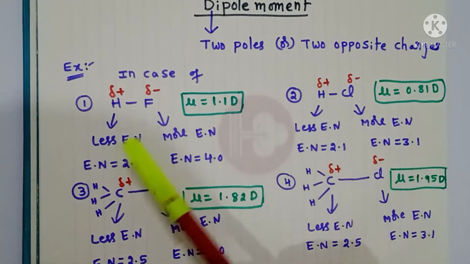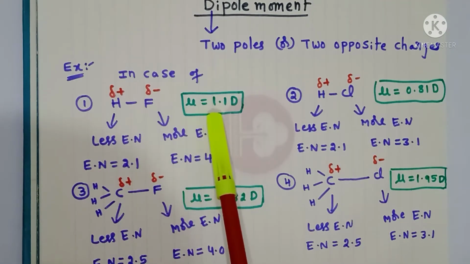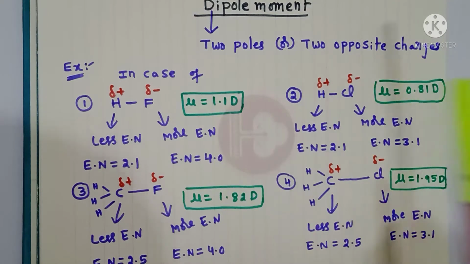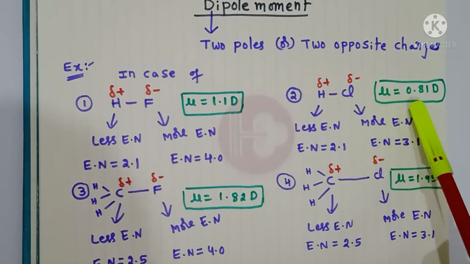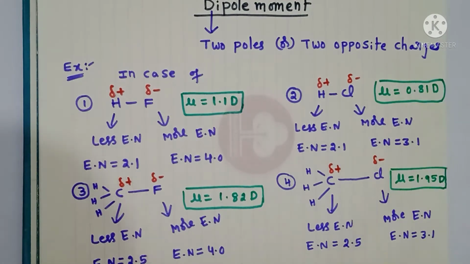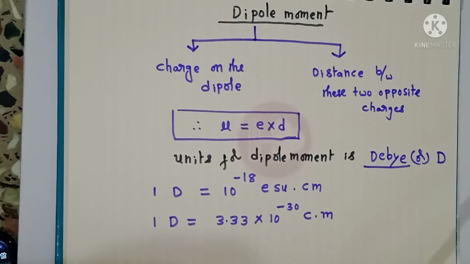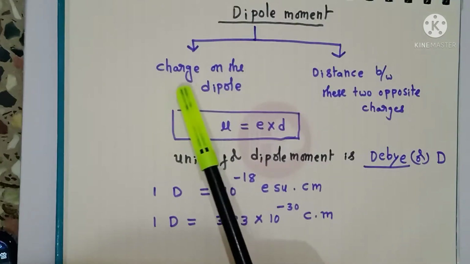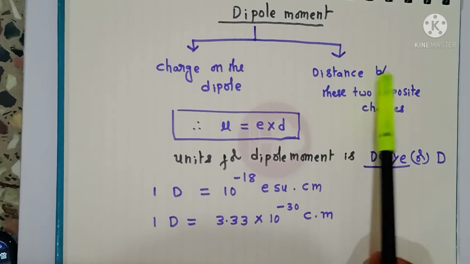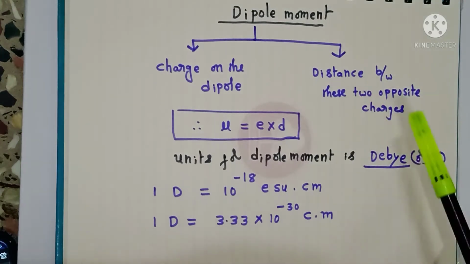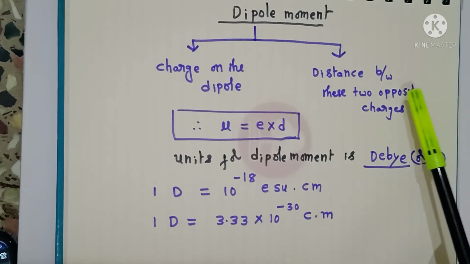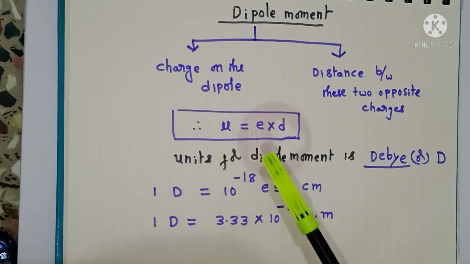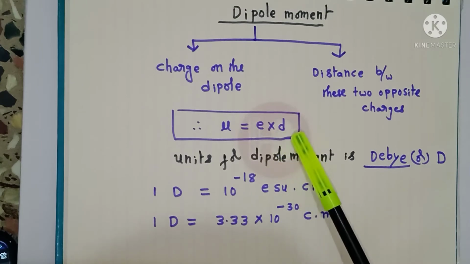For example, for this dipole the dipole moment value is 1.1 D, for this dipole it is 0.81 D, for this one 1.82 D, and for this one 1.95 D. So dipole moment depends on two things. One is the charge on the dipole and the other is the distance between the two opposite charges. Mathematically, dipole moment is the product of charge and the distance between the dipole.